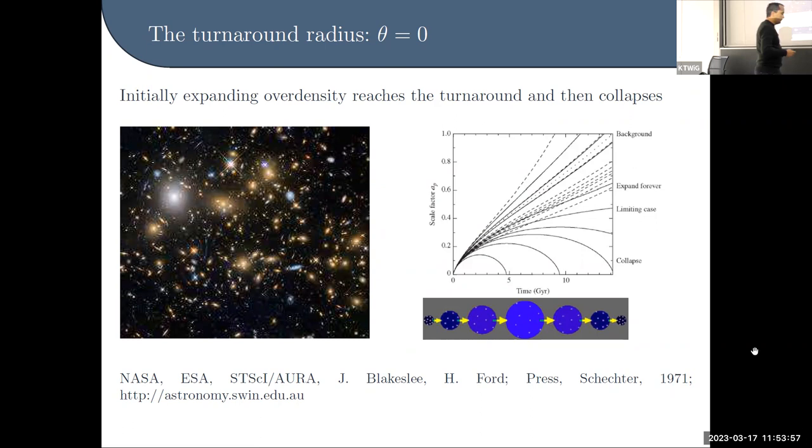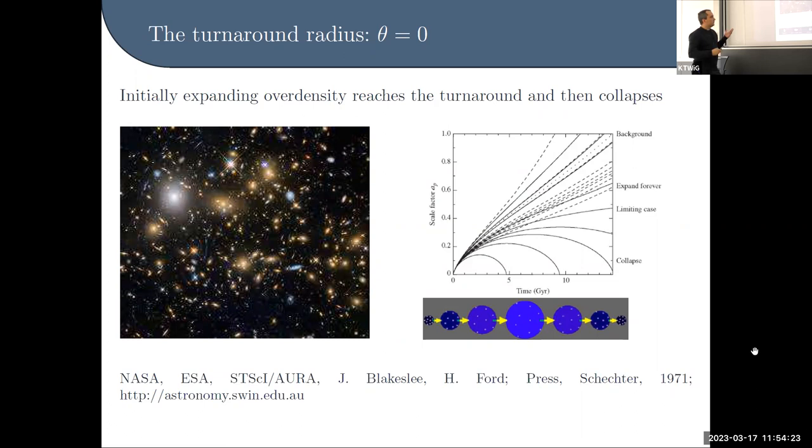So the very intuitive way we visualize the collapse is it starts expanding with the universe at the initial time. It reaches some turnaround, and then it decouples from the Hubble flow, and then it collapses into a structure. And this is as simple as it gets. This is how we visualize that.